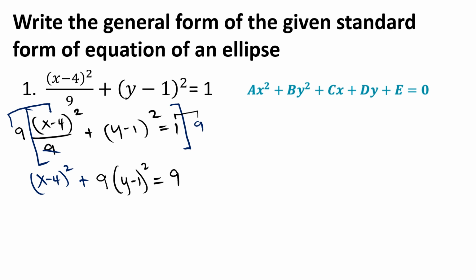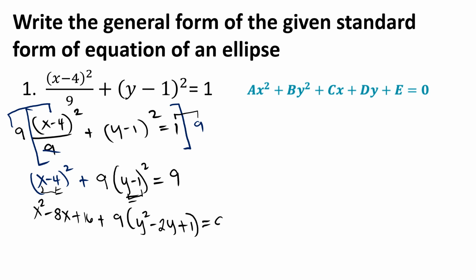So the next thing is we need to expand the binomial (x - 4)², so we have x² minus 4 times x times 2 will be 8x, plus the square of 4 is 16, and then plus, do not multiply the 9 yet because we are not yet done expanding the (y - 1). So we have y² minus 1 times y times 2 will be 2y, plus the square of 1 is 1, is equal to 9.